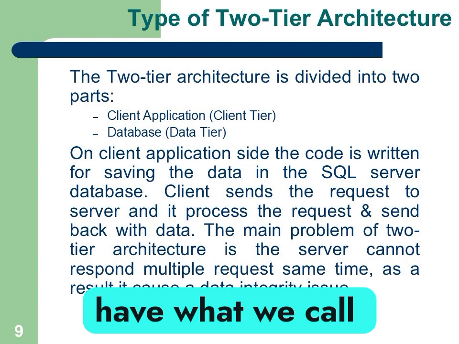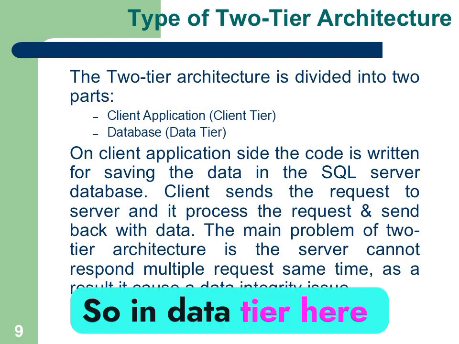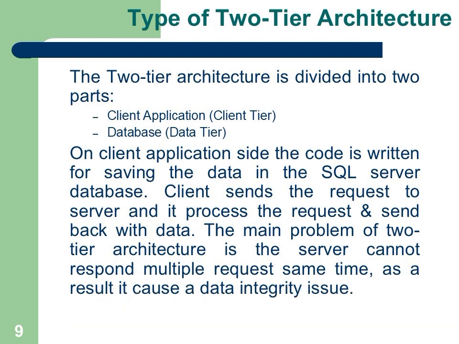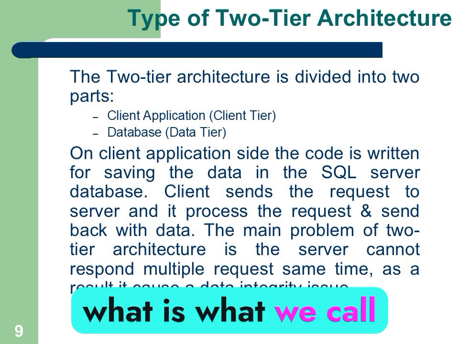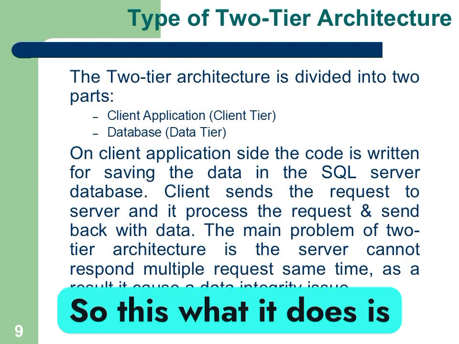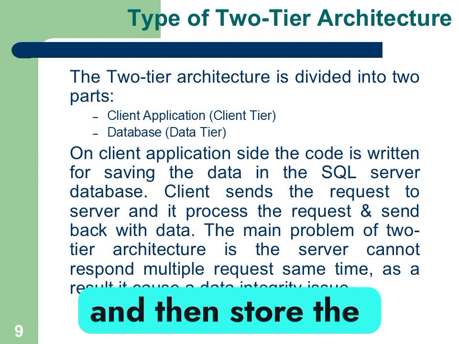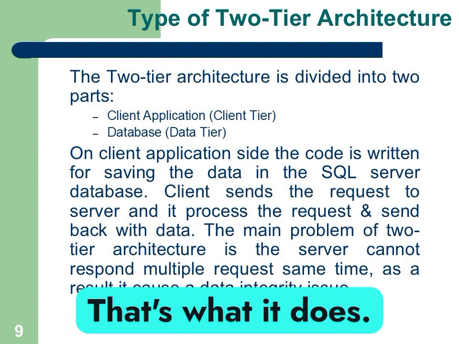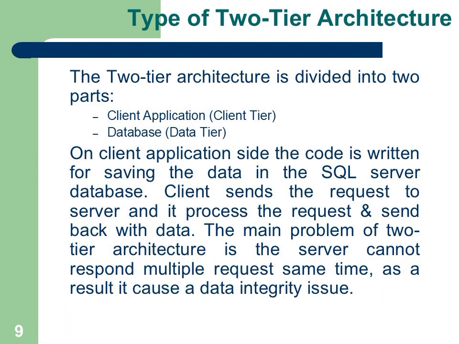The second one we have is what we call the data tier. The data tier is what we call our databases. What it does is process and then store the data you are sending to the database. That's what it does. Are we together?